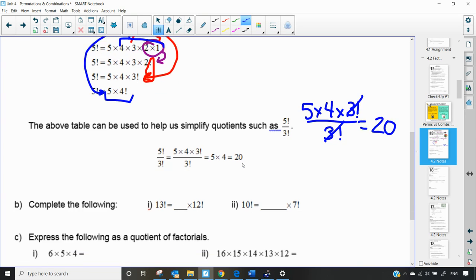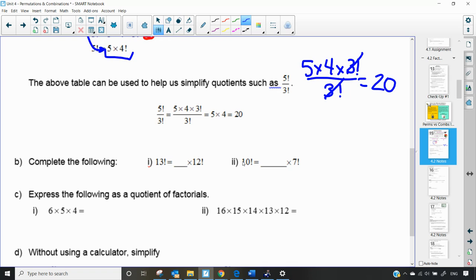So we're going to look at some other concepts related to this. It says complete the following. We've got 13 factorial equals blank times 12 factorial. Well, this is going to be 13. 10 factorial is blank times 7 factorial. Well, that means I started with a 10. So 10 times 9 times 8 times 7 factorial.